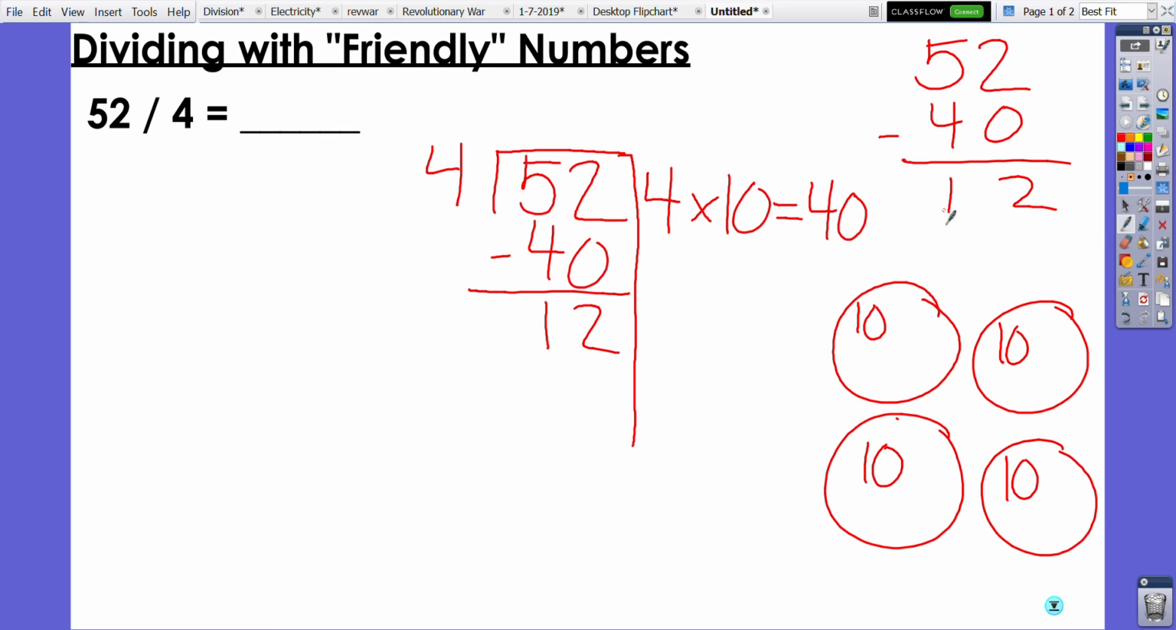Now I need to divide up the rest of those 12 students. I can think to myself, how many students can go into my 4 different teams? How many can I divide out without going over 12? I could do 2 students per team, but that would only give me 8 students, and I want to get right to 12.